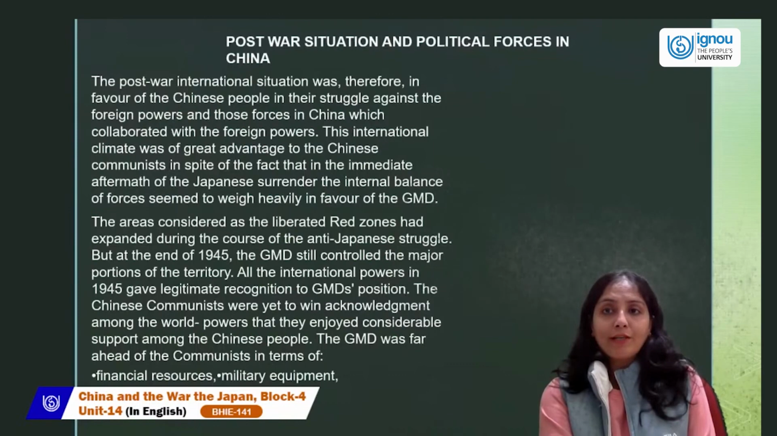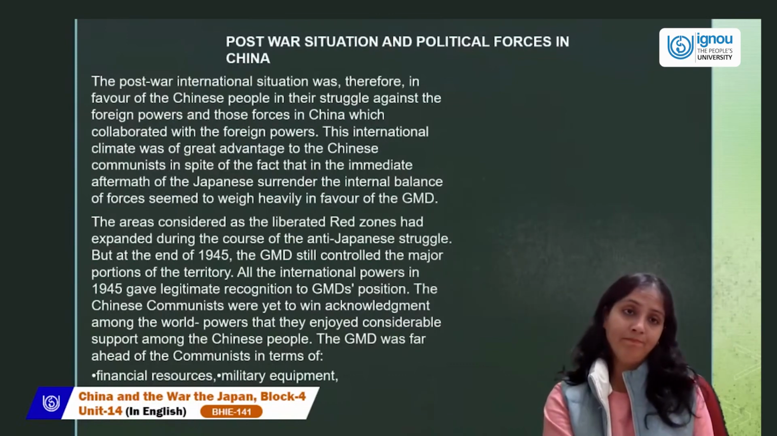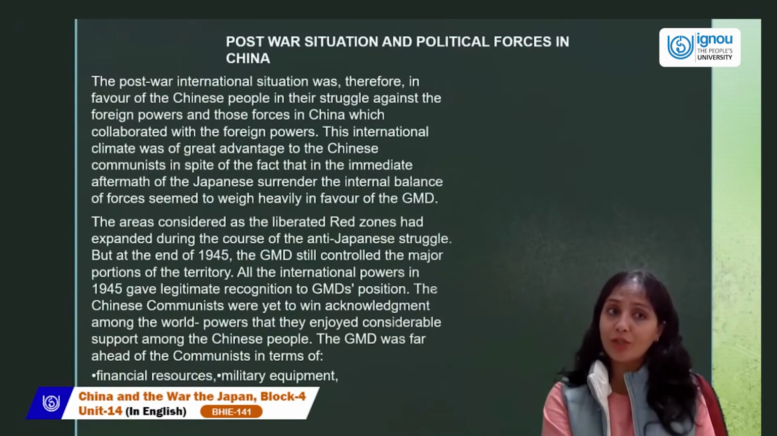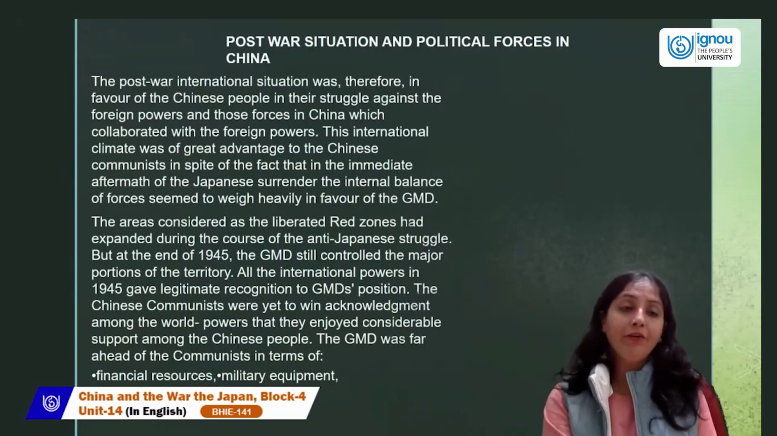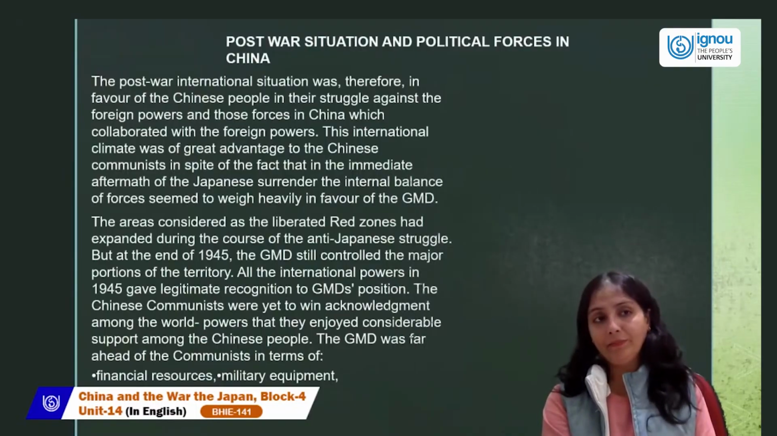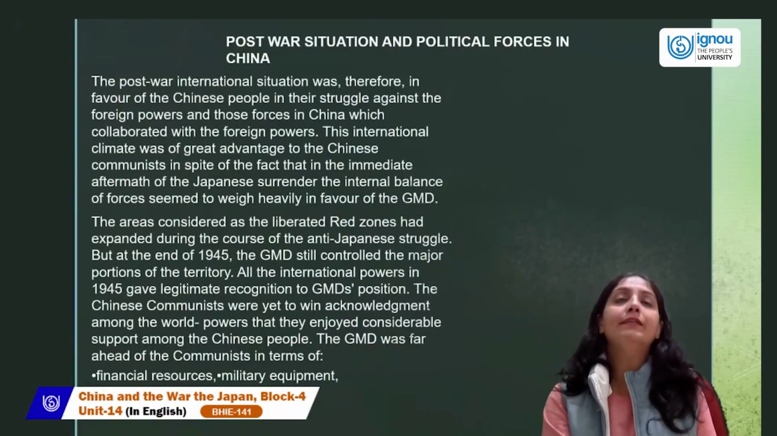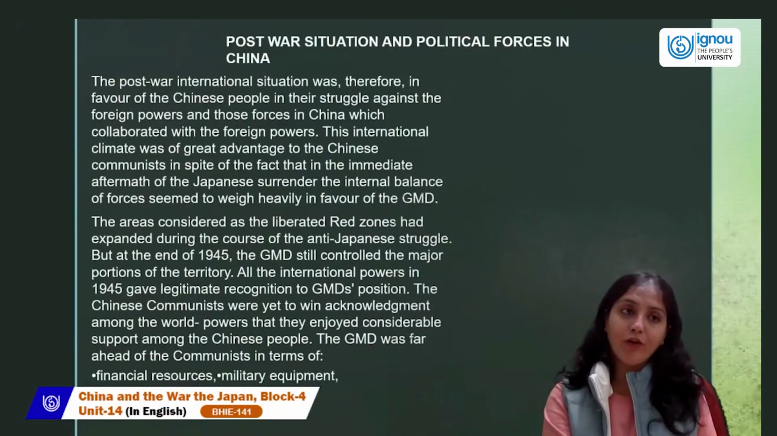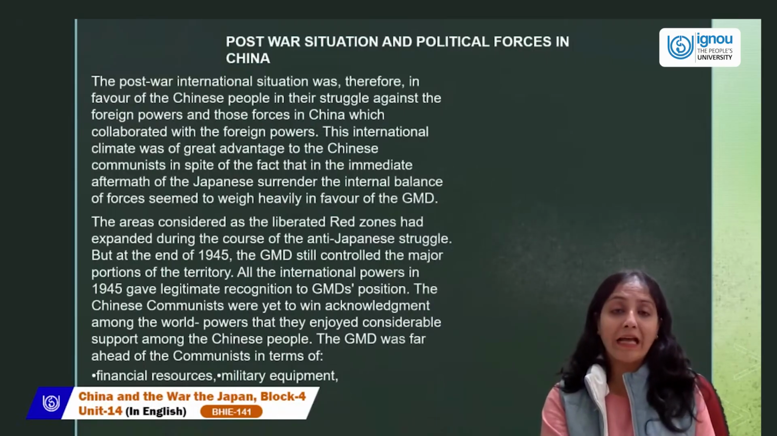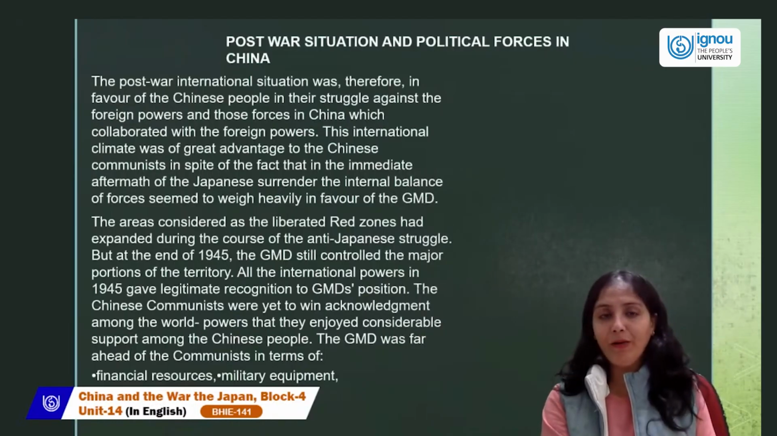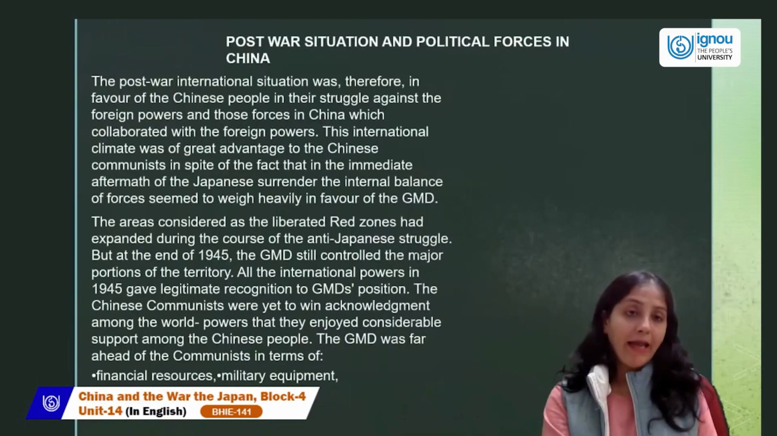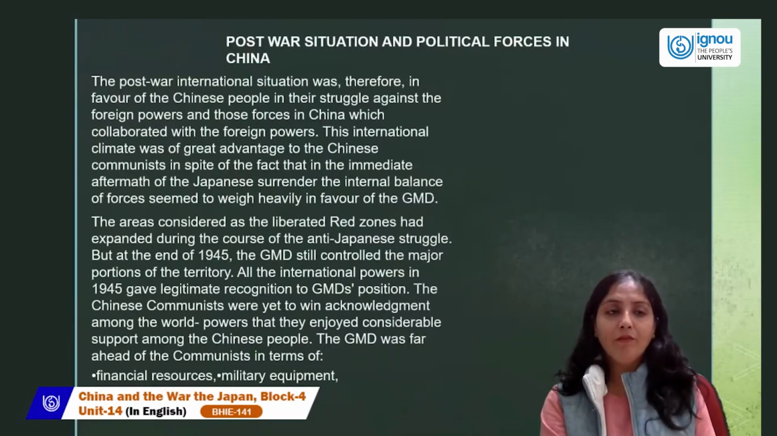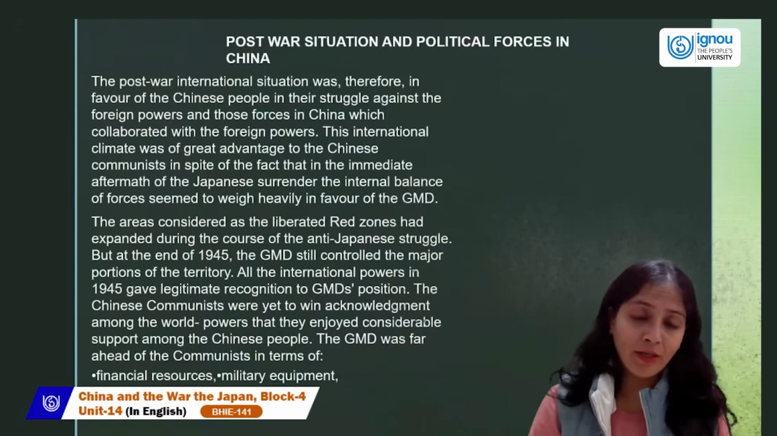Next, post war situation and the political forces in China. After the revolution, what was the situation, what was the condition, and what they were doing at that time. The post war means after 1945, the role of China. The post war international situation was therefore in favor of the Chinese people in their struggle against the foreign powers and those forces in China which collaborated with the foreign powers.